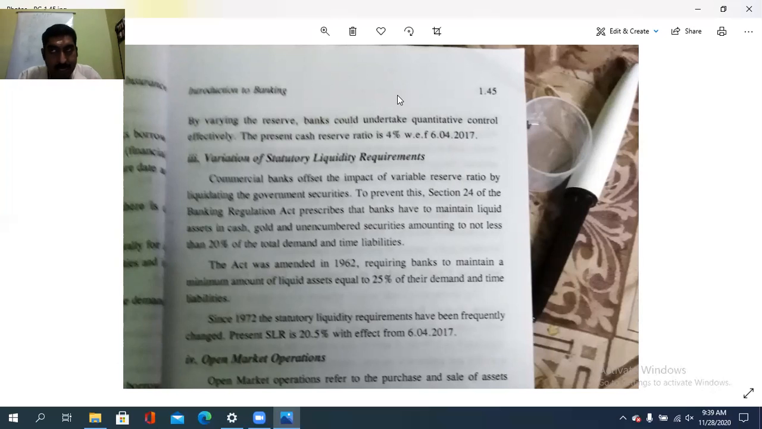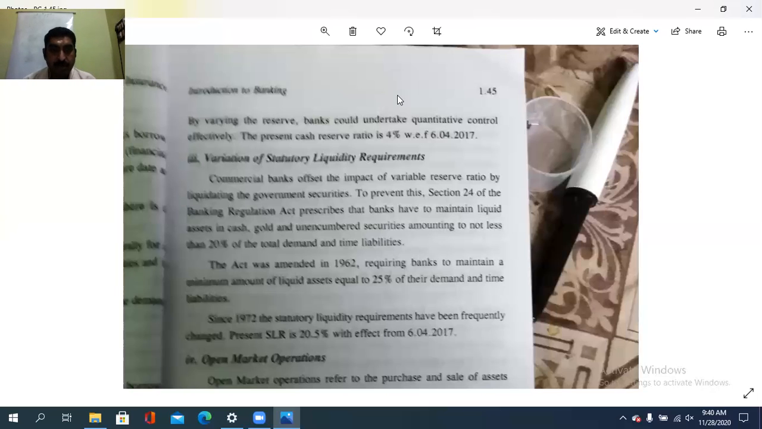liability. So what they need to, important part is this one, the section 24 of the Banking Regulation Act. Banking Regulation Act section 24 പ്രകാരം, what they are telling, the banks have to maintain a liquid cash or liquid asset. Liquid asset ആയിട്ട് keep ചെയ്തിരിക്കണം. എന്തൊക്കെ? The cash to be maintained, the gold to be maintained, and also the unencumbered, that is not to be collaterally mortgaged securities. Okay, unencumbered securities amounting to not less than 20% of the total demand and time liability. So that is the case.